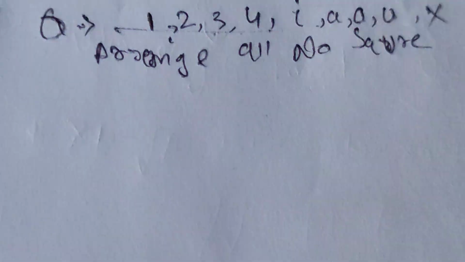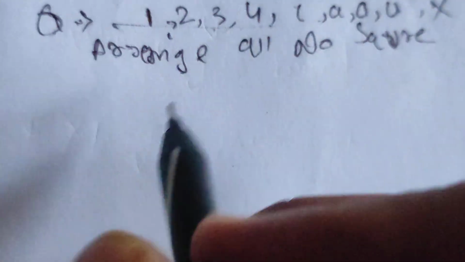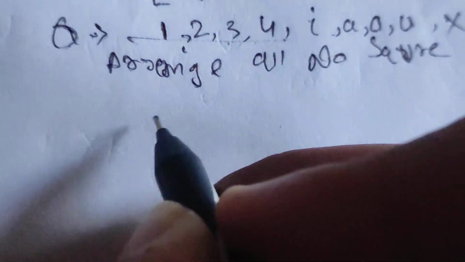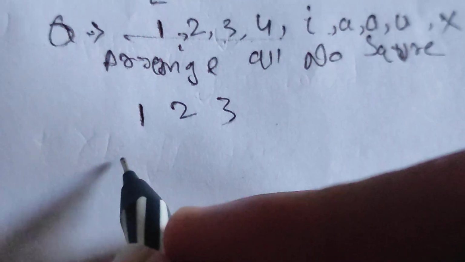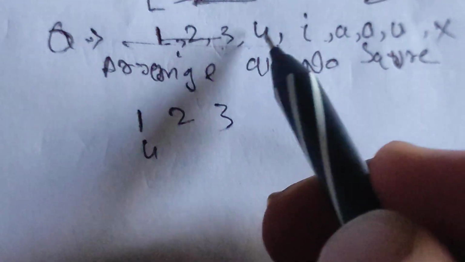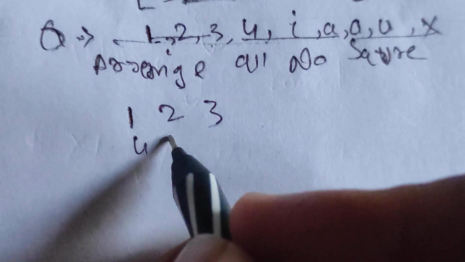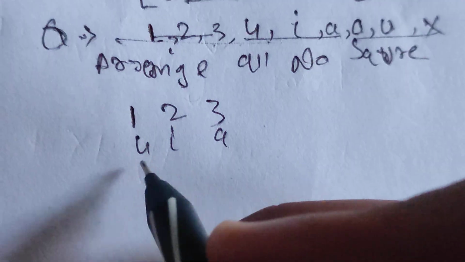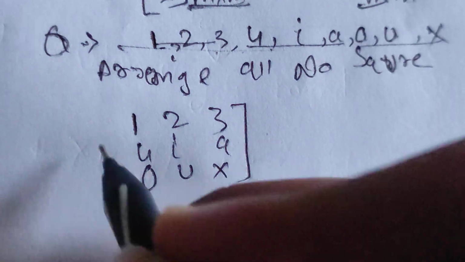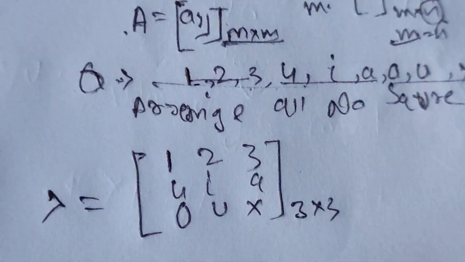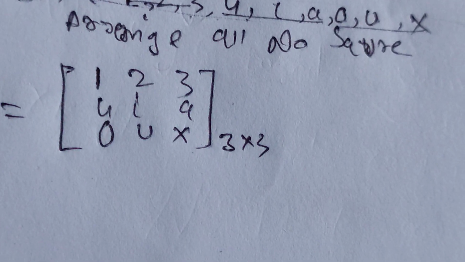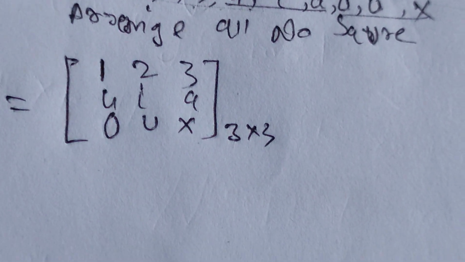Square means the number of rows equals the number of columns, like the number of people in rows equal to the number of people in columns, as in the assembly example. Here, because there are 9 items, it means 3 rows and 3 columns: 4 I A, then O U X, and so on. This makes a square of 3 cross 3. This is called a square matrix. Say, suppose lambda. This is a simple example of a square matrix.